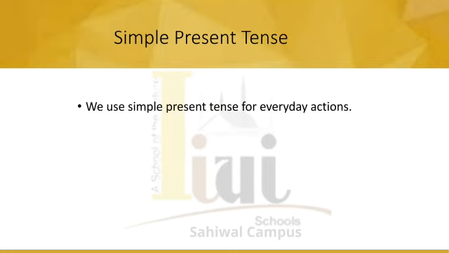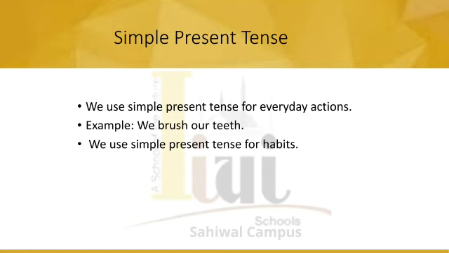Simple present tense. We use simple present tense for everyday actions. So the point is that for everyday actions we will use simple present tense. For example, we brush our teeth. It's our daily habit, it's our everyday action, so we will use simple present tense to describe this. So example is we brush our teeth. We use simple present tense for habits. To show habits, to describe habits, we use simple present tense. There are many habits. For example, we drink coffee. It's a habit of someone, so it can be described in the form of simple present tense.